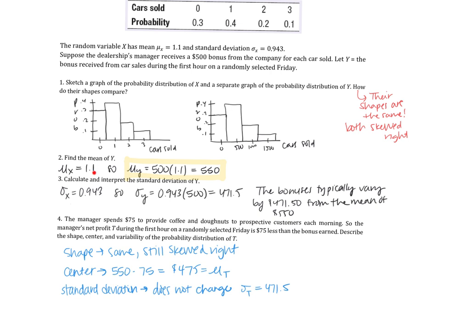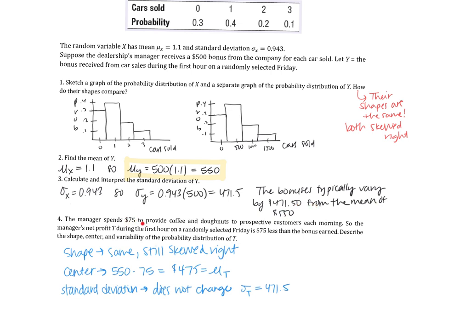Down here it says find the mean of the new random variable Y. Well, what we're doing is taking the mean of random variable X and multiplying it by 500. When we multiply by a constant, we multiply every single term by that constant. We multiply the mean by that constant also, so the mean is 550. And the standard deviation also gets multiplied by that particular constant. So the standard deviation of X is 0.943. We multiply by 500, it's 471.5. The interpretation is the bonuses typically vary by $471.50 from the mean of 550.